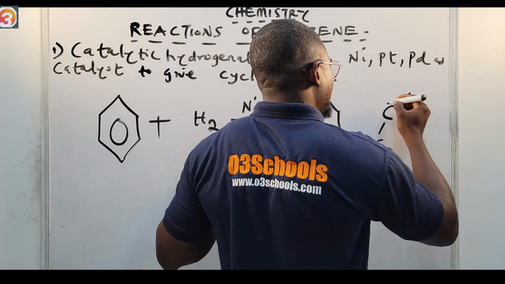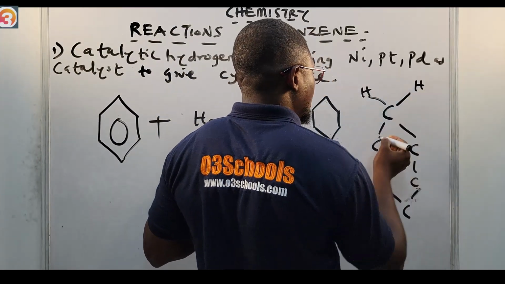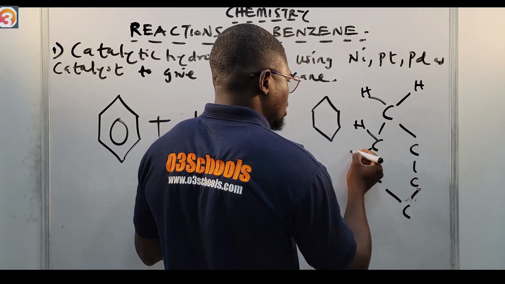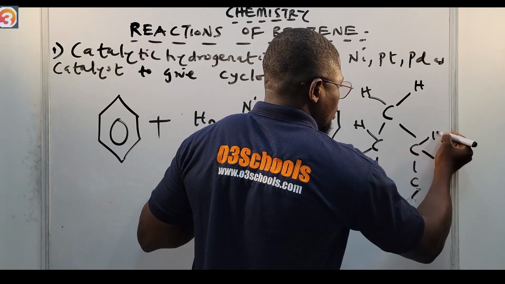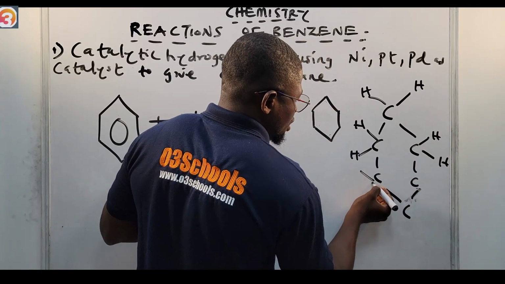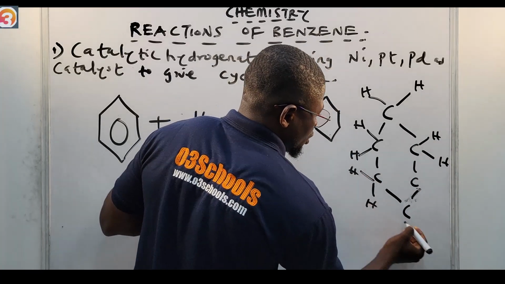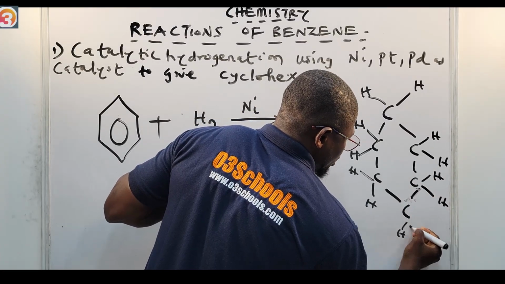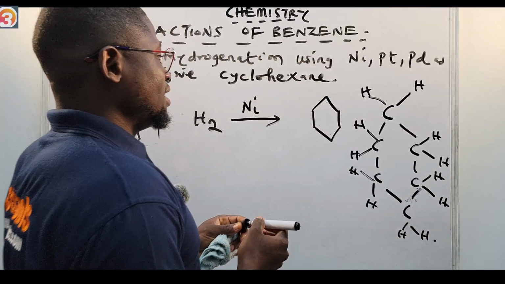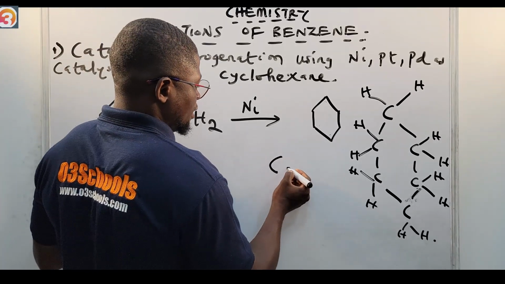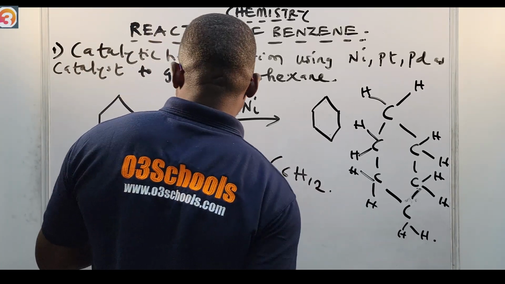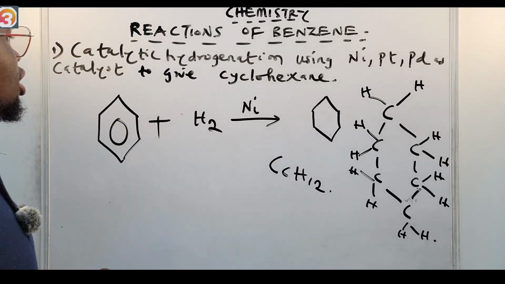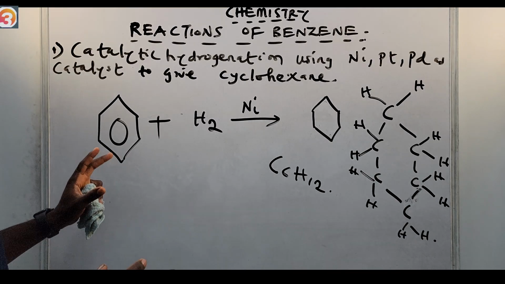Then you have what? Your H here, your H here, and so on around the ring, an H on each carbon. So this is what? Cyclohexane, C6H12. All right.